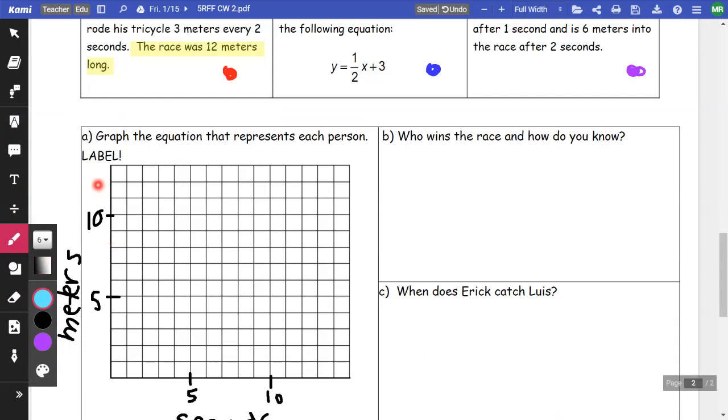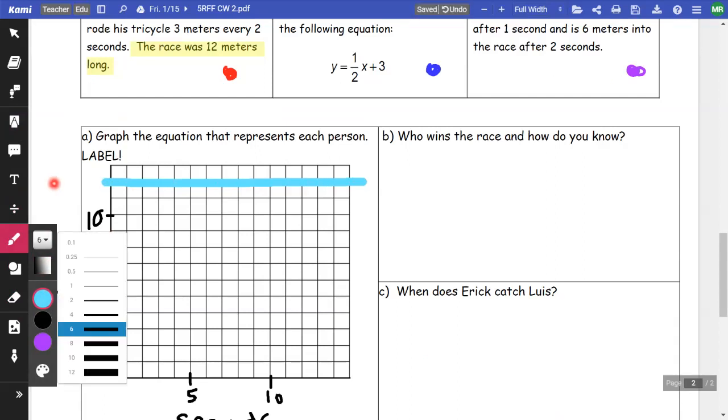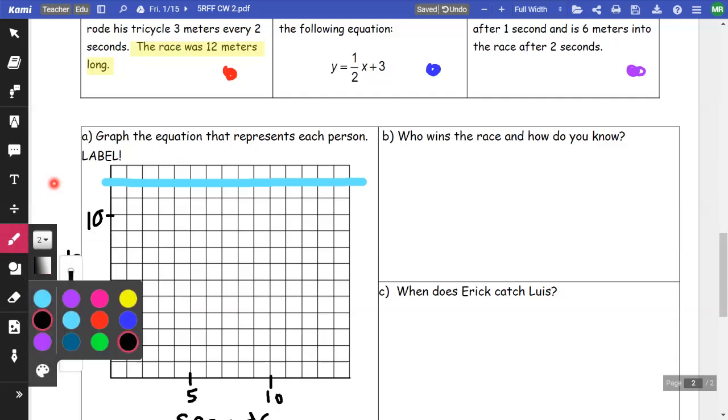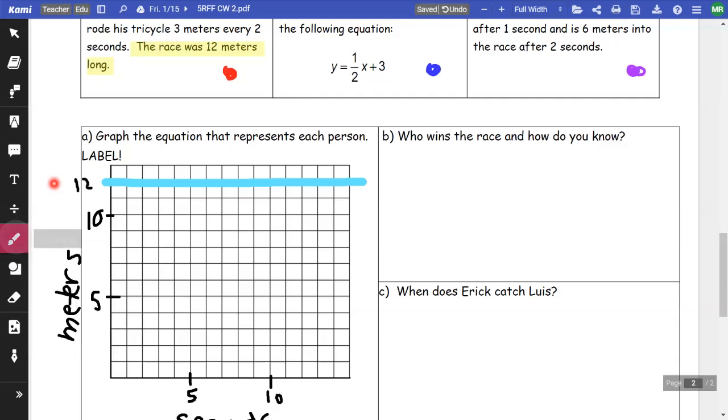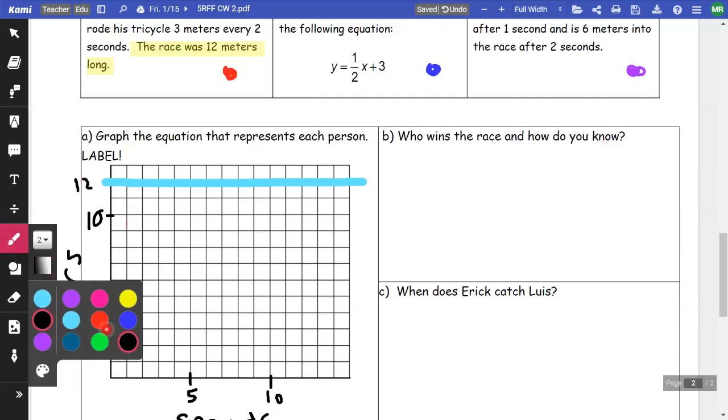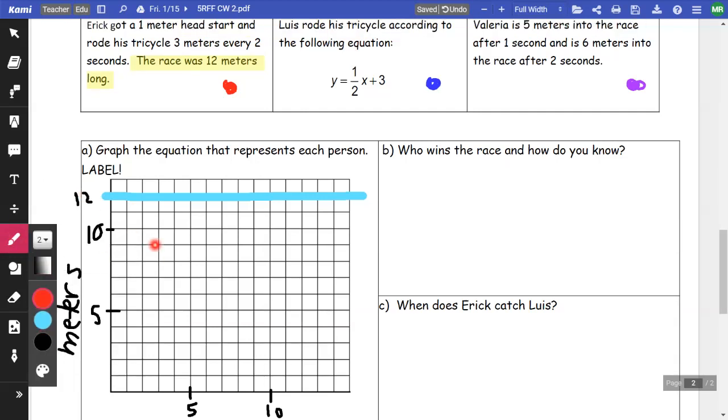Okay, so that's at 12. So I'm going to be going across here. This is 12. Okay, let me write the 12 here. Okay, so that is 12, where I'm at. Okay, so then I'm going to be using red for Eric.